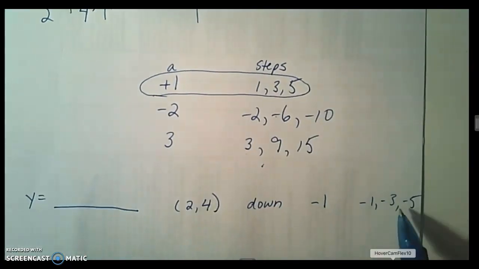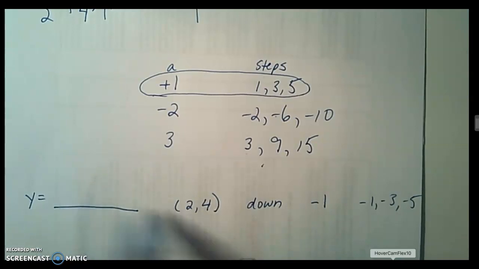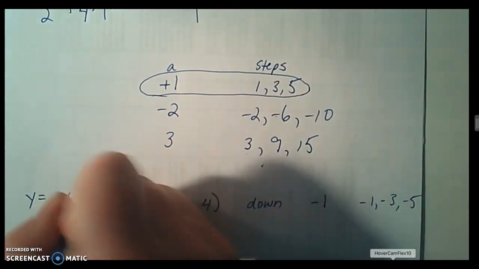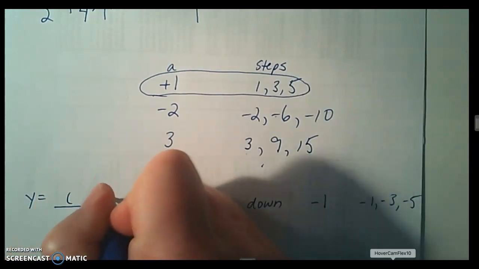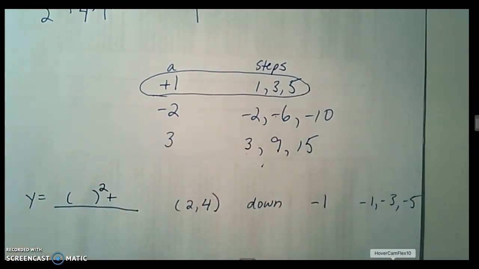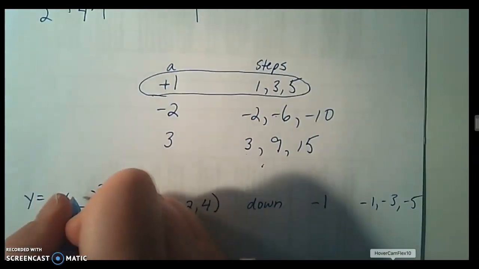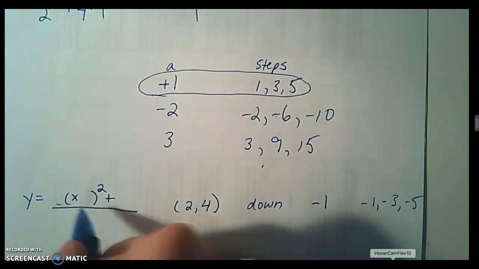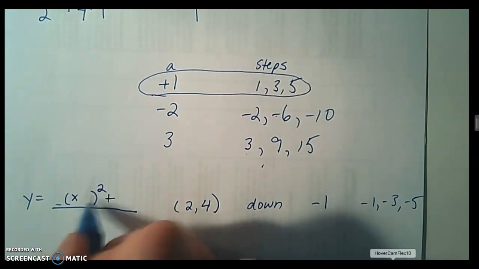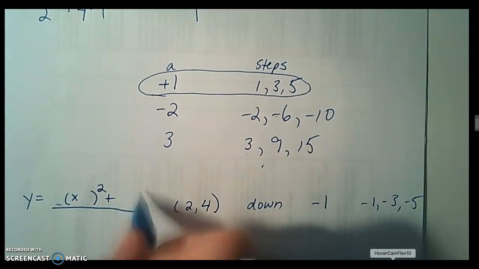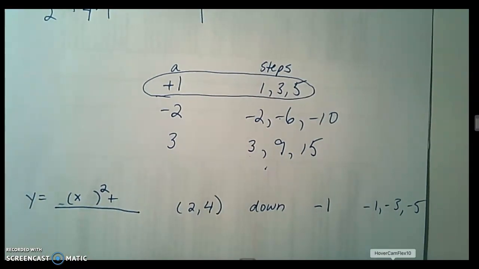Okay, so here, I can use this information to figure out what the equation would have to be. So my equation has sort of this basic form. I've got an A value out front. I've got X, and then I've got some number that represents the X coordinate of the vertex, and then I've got the Y coordinate of the vertex on the end.